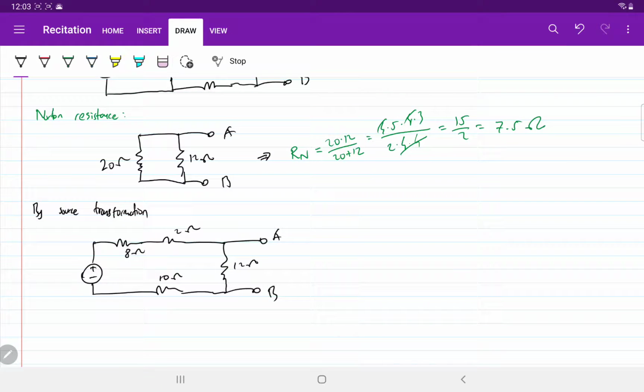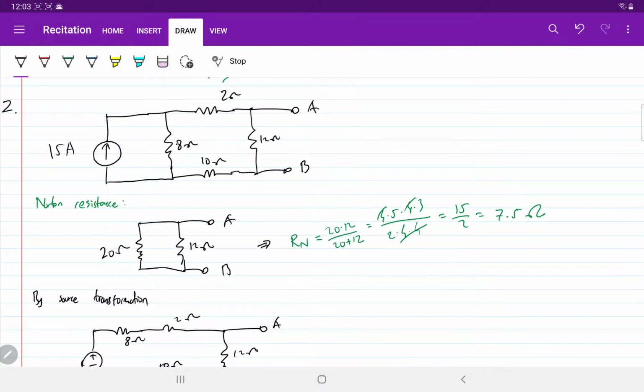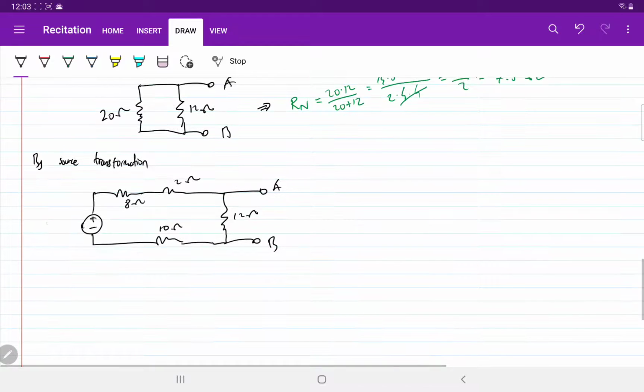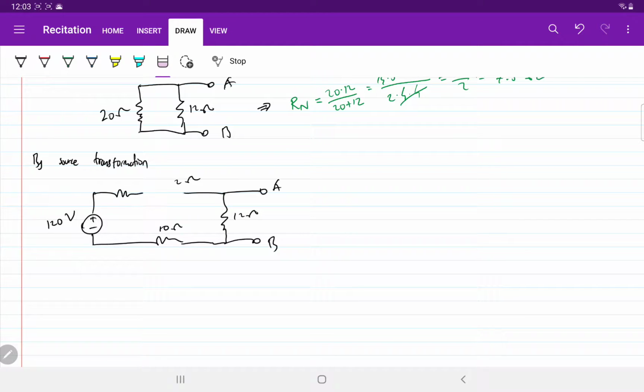What's the value here? Value here is 15 times 8, right? So 120 volts. This is 8 ohm and 2 ohm. They are in series. We can replace them with one, this 8 plus 2 is 10 ohm. Now we have this, and this can be rearranged, right?